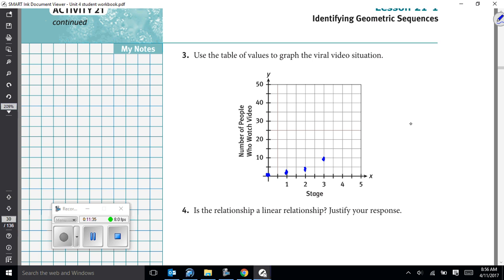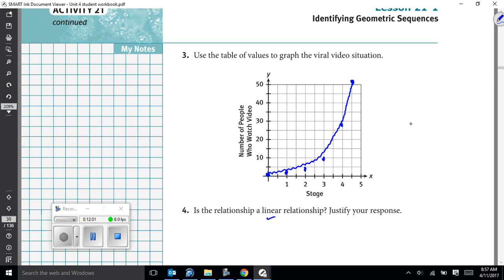Then stage 4, how many are we adding? 27. And then stage 5, how many would we add? Well, what's our pattern? We're multiplying by 3, so 81. So that's not on the list. We're going up that way, right?